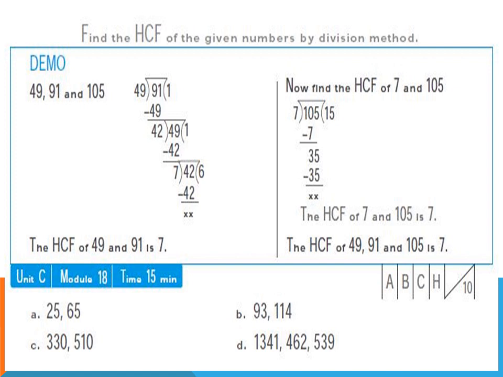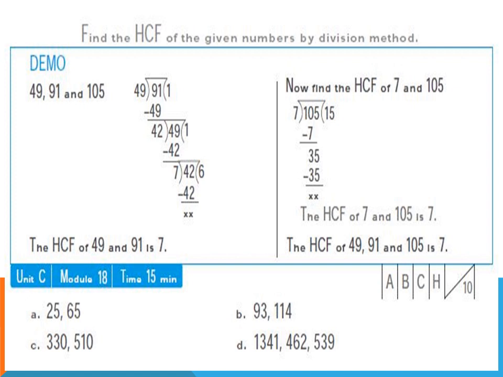Here the second largest number is 91 and the smallest number is 49. So we will divide 91 by 49. 49 ones are 49. Subtracting 91 minus 49, we will get 42. Now we will divide the original divisor, that is 49, by this remainder, that is 42. So 49 divided by 42, again 1 times 42, subtraction, 7 remains.